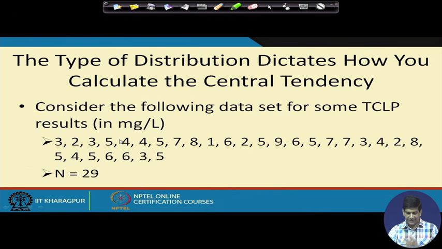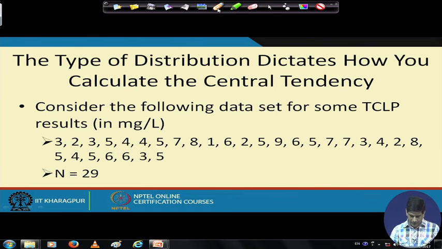Now if you look at this data, let's say we have done a TCLP test, since TCLP is a very common test to use. We collected some data samples, did the TCLP test, and found these numbers. As you can see, there is a lot of variability. I think the minimum concentration is 1 and the maximum is 9, so the values fall between 1 and 9, and the total number of samples is 29.